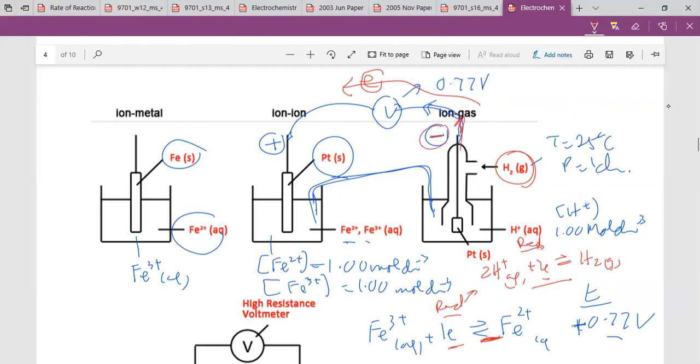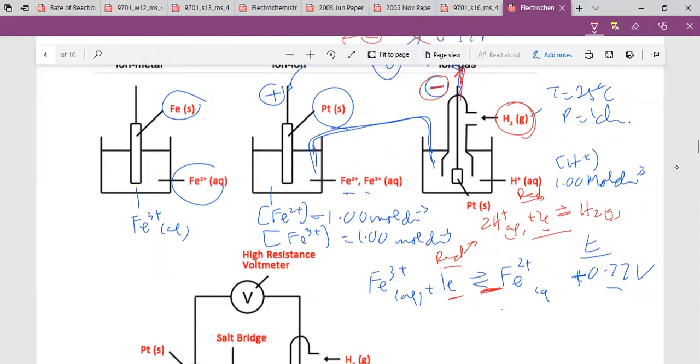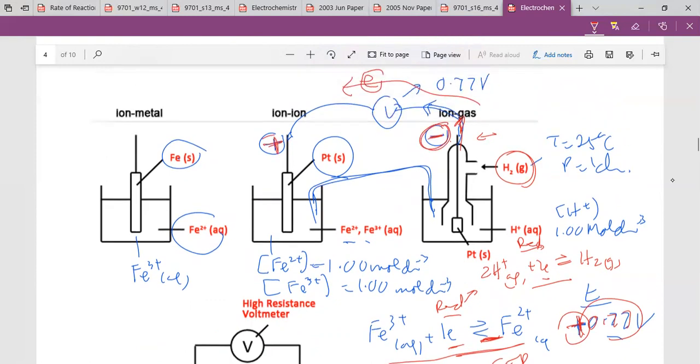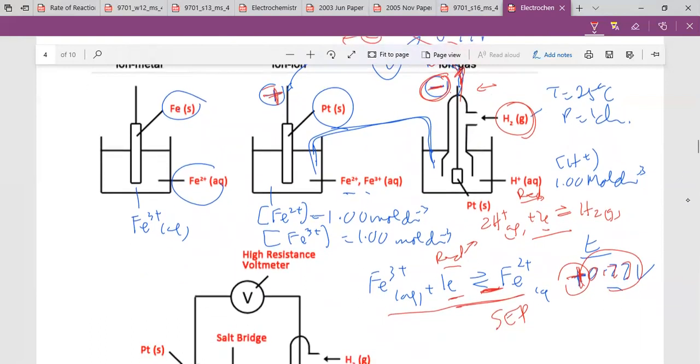Negative. Why negative? Because the standard electrode potential for Fe3+/Fe2+ is positive, 0.77. This value tells you the reading. The positive sign tells you that the iron side is positive, so this cannot be positive. It must be negative. So negative means what? Electrons are coming out, going out here. If electrons are coming out, is it going forward or backward? Forward, it must accept electrons. Backward is donating electrons.